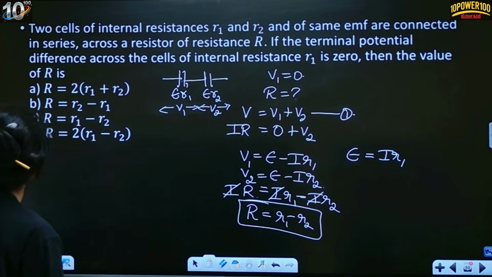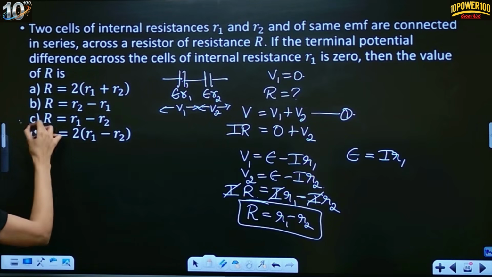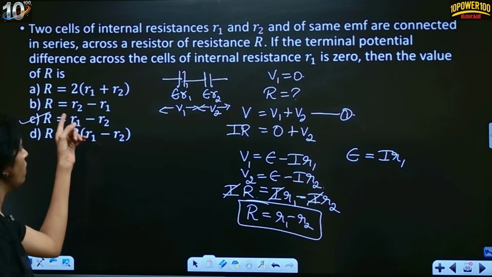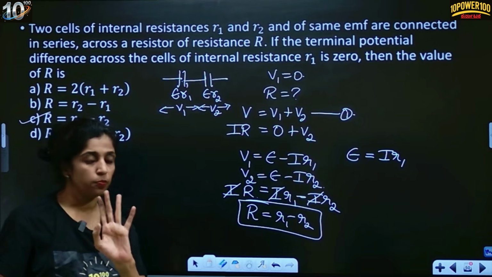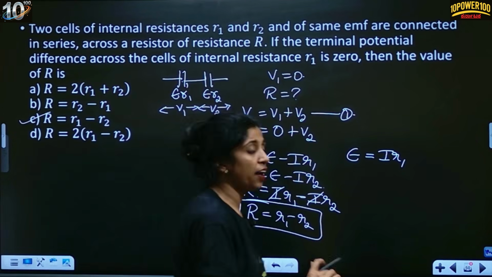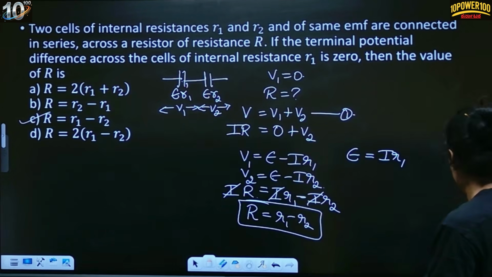So I think we have that option. Yes, we have R1 minus R2. Please be careful, you have R2 minus R1 also. So please be very careful with that. It should be R1 minus R2 itself.